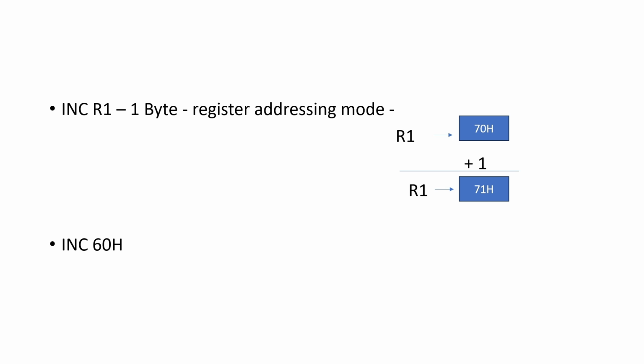Here the content of 60H memory location is incremented by 1. INC @R1. Here the content of memory location which is stored in R1 is increased by 1. INC DPTR. This instruction increases the content of DPTR by 1.